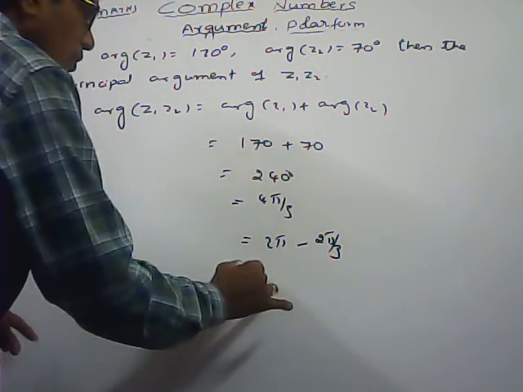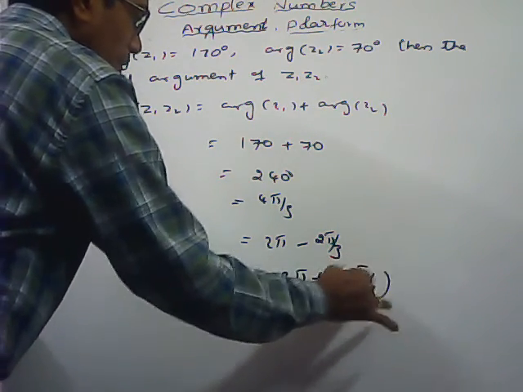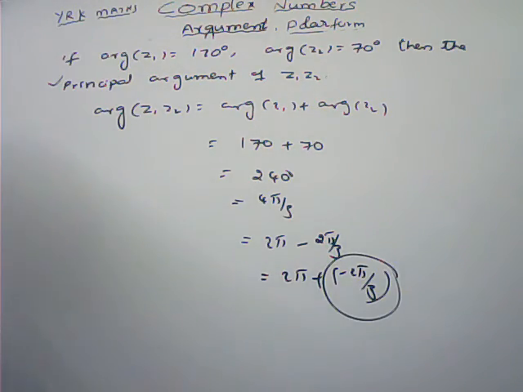So that is equal to 2 pi plus minus 2 pi by 3. So minus 2 pi by 3 lies in between minus 180 to 180. So the principal value of the argument of that complex number is minus 2 pi by 3.